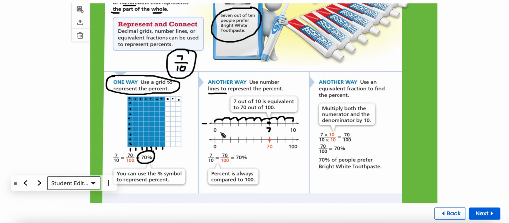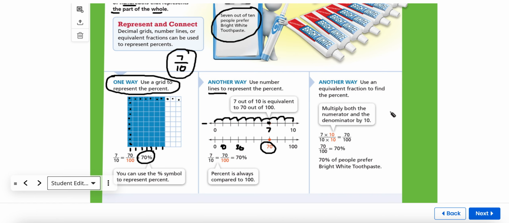Now, underneath, I'm going to draw another number line, but now I'm going to put the percent. I'm going to go from 0 to 100 because the percents are compared to 100. I am going to divide it also into 10 pieces. So each piece represents 10%. So this will be 10%. The second line is 20%. The third line is 30%. The fourth line is 40, 50, 60, and 70. So I'm going to see where they line up. So 7 people out of 10 is the same as 70 out of 100. So that is using a number line.